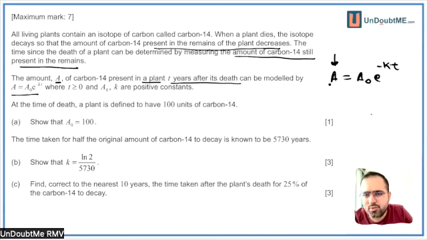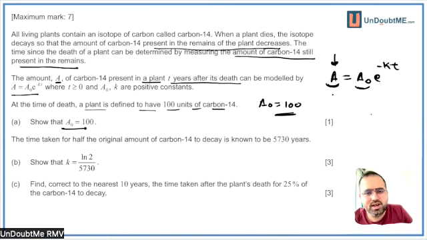So after 10 years, how much carbon-14 will be there? This is A. A naught is the initial amount. K will be a constant, which is normally called the decay constant. There are different names. And T is the time in years. At the time of death, a plant is defined to have 100 units of carbon-14. At the time of death means A naught is 100.